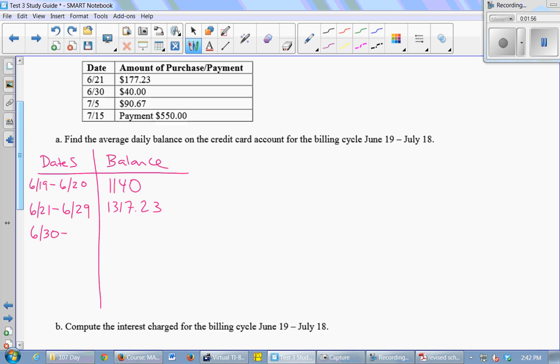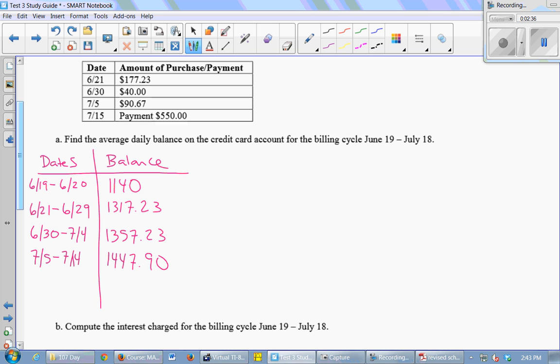Okay. And then on the 30th, she makes another purchase, increasing her balance by $40. And she carries that balance until July 4th, the day before she makes another purchase. So from the 30th to the 4th, she had the $1,317.23 plus the $40 purchase, which is going to be $1,357.23. And then on the 5th, she made another purchase. So from the 5th until the 14th, she carries another balance where we have to add this $90.67 to her previous balance. So that comes out to $1,447.90.